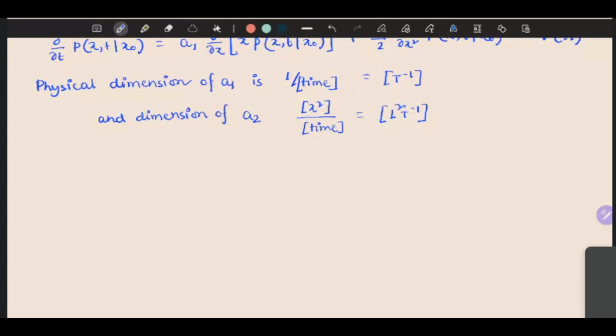So the initial condition is given here. Let's say the initial condition is p of x, 0, x naught is delta of x minus x naught. Okay.